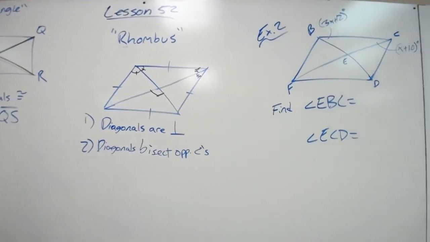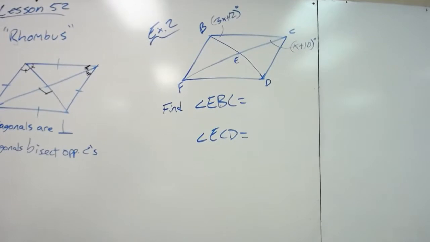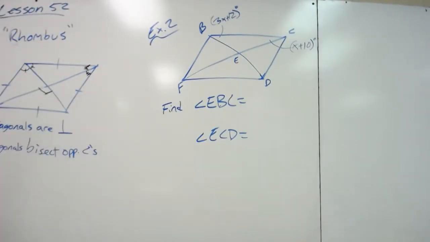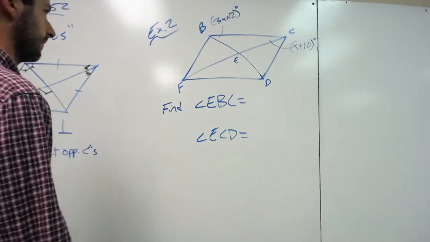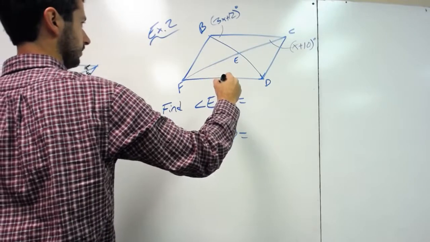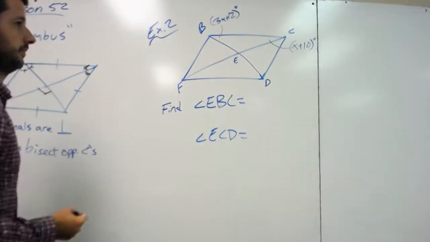Now let's look at one problem that uses these. And the math is very easy on these, basic algebra. Example 2 says BCDF is a rhombus, and it wants us to find the measure of angle EBC and ECD. Okay, how can we do that? Well, let's look at what it gives us. It gives us EBC is 3x plus 12. All right, we need to find the specific measure of what that angle is. It also gives us ECB is x plus 10.